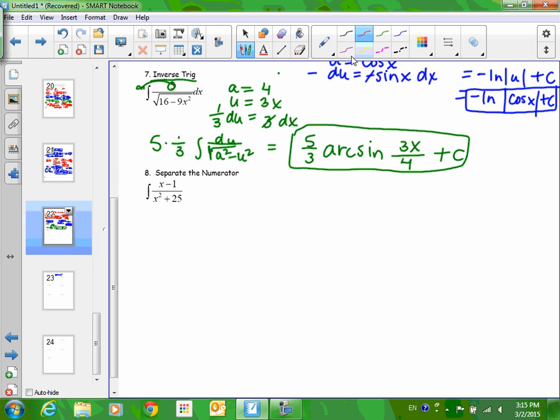Separate the numerator, I think, is the hardest one to figure out because it's not really long division. It's not just splitting it up. The way you know how to separate the numerator is when you look at that denominator, and you think, well, if this minus 1 wasn't here, I would do it one way. And if the x wasn't here, I would do it a totally different way. That's how you know we'll split it up and then just work 2 problems, and there should be a dx there. So what we do is we go integral of x over x squared plus 25 dx, minus 1 over x squared plus 25 dx.